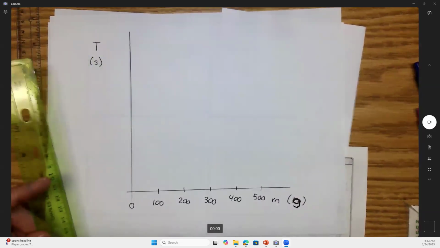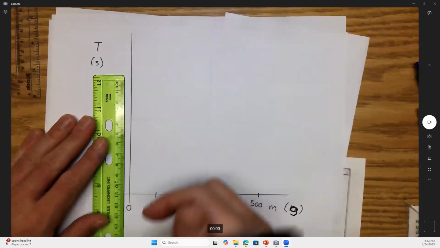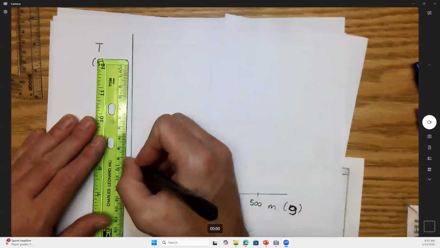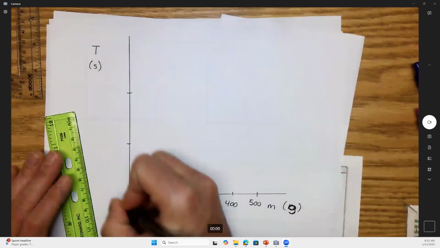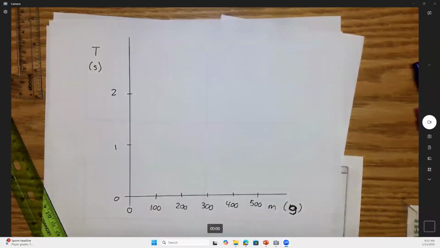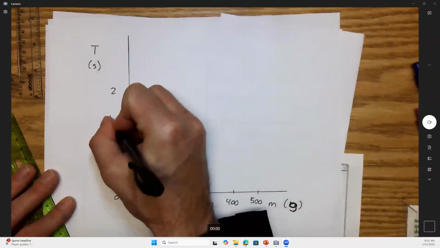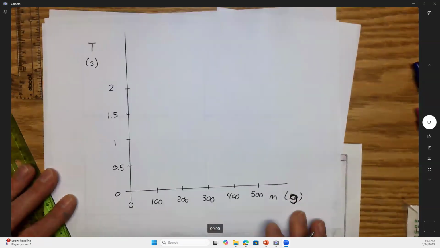The longest was 1.723. 1.7 seconds. Okay, so let's round up to about 2 seconds. So maybe we'll go 0, 1, 2. So graph starts at 0, 0. Okay. All right. Close 1.5 here, close 0.5 here. All right, that should contain all the data right there.